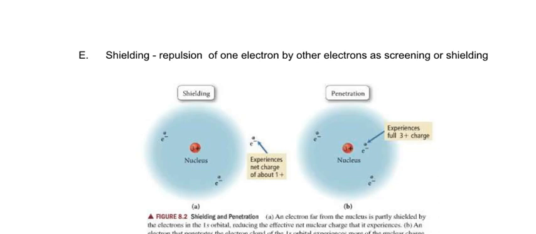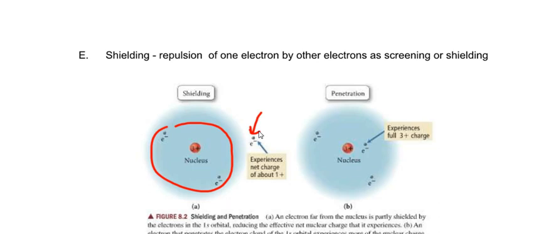Something else to think about as we start putting electrons in is something called shielding, which is the repulsion of one electron by other electrons as screen or shielding. So when we have these electrons being put into different energy levels, in a sense different shells, here I have two interior electrons. You see them? They're two interior, and here is another one. So this could be, let's say, lithium. I have the two electrons in the 1s shell, and here's another electron.